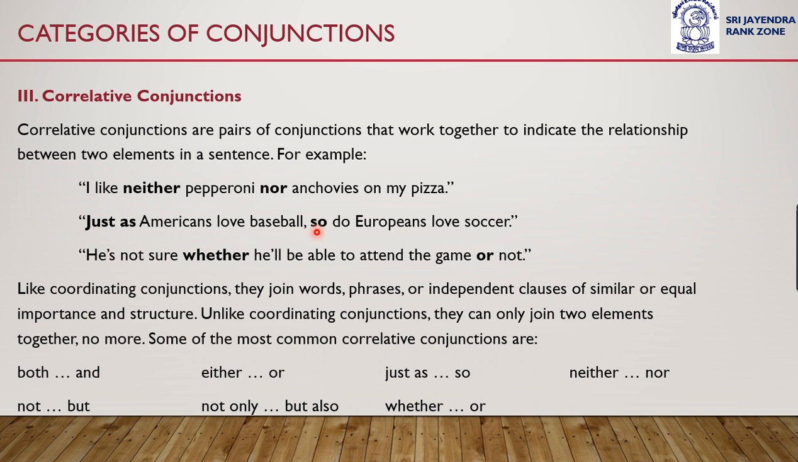He is not sure whether he will be able to attend the game or not. Here, "whether" and "or" are correlative conjunctions which are used together in a sentence, indicating a relationship.